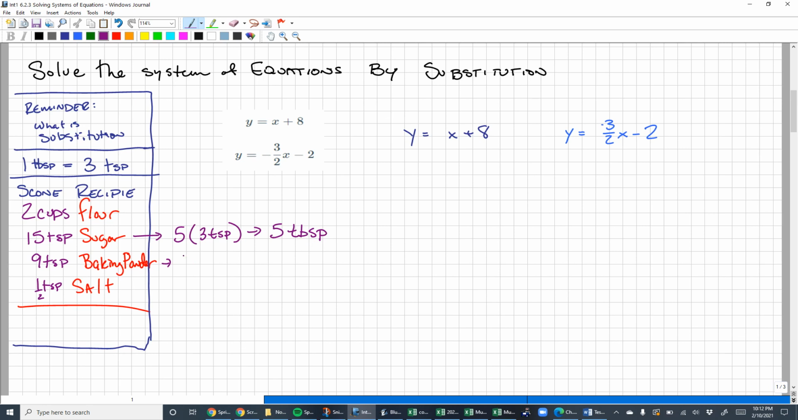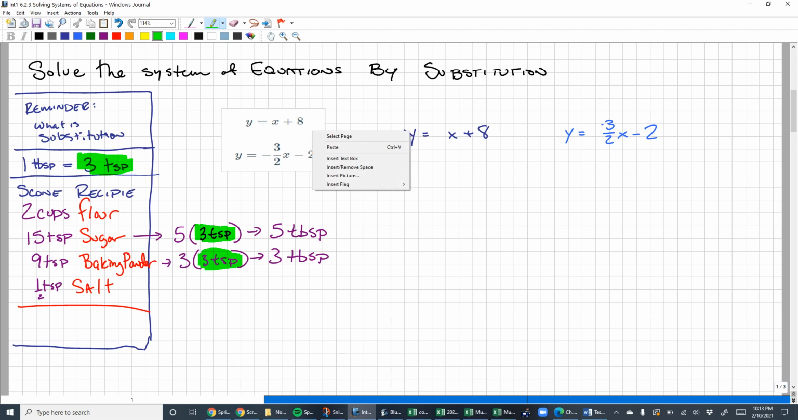Same thing with our baking powder. It turns out to be 3 tablespoons of baking powder. Now, the thing I want to highlight for you is the fact that we plugged in one thing for another that was equivalent. We know that every 3 teaspoons is going to be equal to a tablespoon. So we put that in its place: 1 tablespoon in the place of 3 teaspoons. Now this is a little bit of a stretch of a problem to help you guys figure that out.